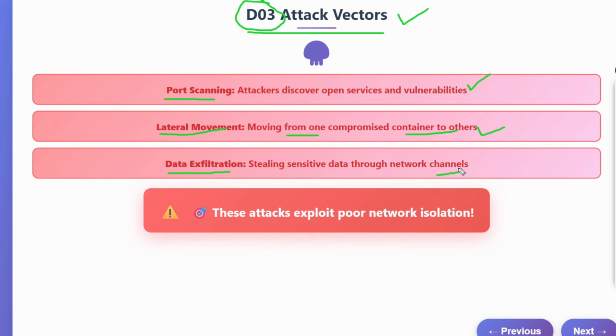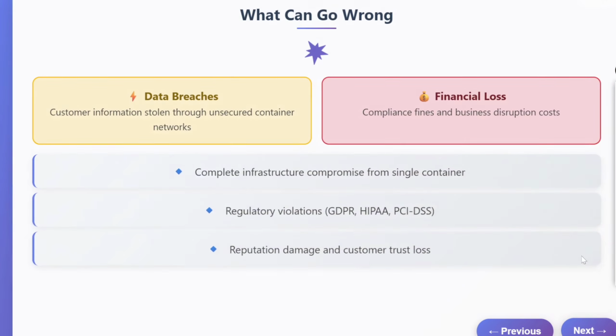Stealing sensitive data through the network channels. These particular attacks exploit poor network isolation and firewalling rules. So these are the attack vectors, and that is why they are important to consider.